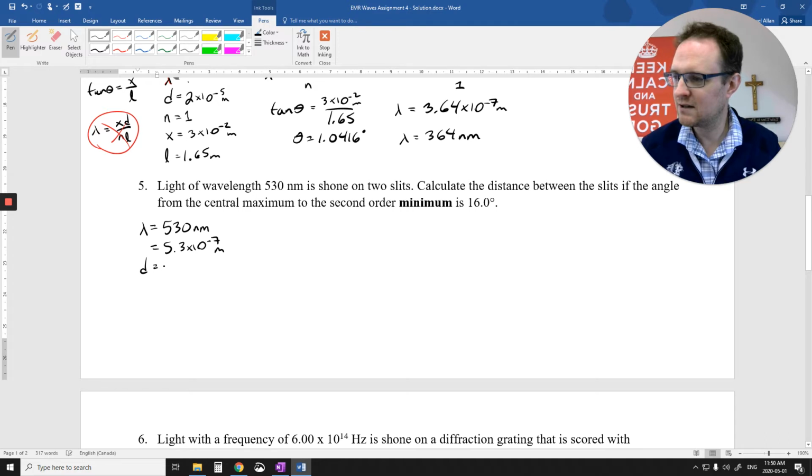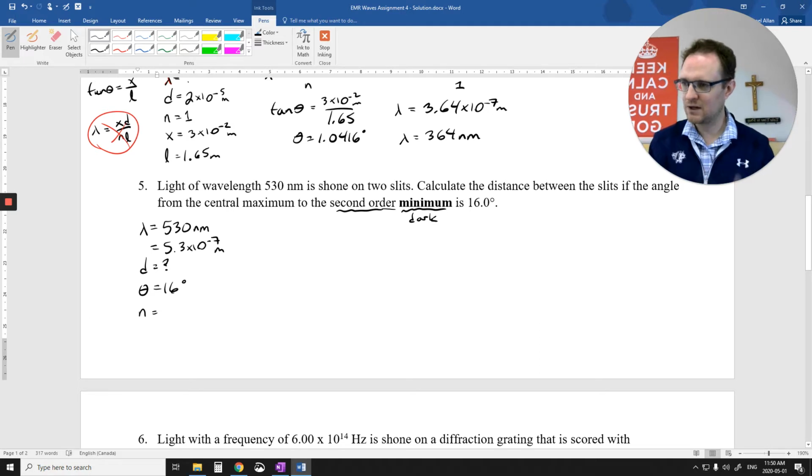Okay, so we're trying to find d here. They're telling us the angle is 16 degrees, and they're also telling us the n value is for a minimum. So this is a dark line, right, or a dark spot. So my n values are going to be some kind of half number. It's a second order, so it's the second one over.